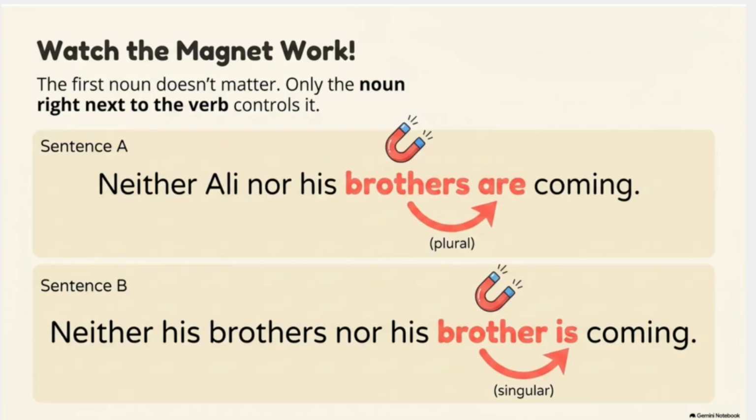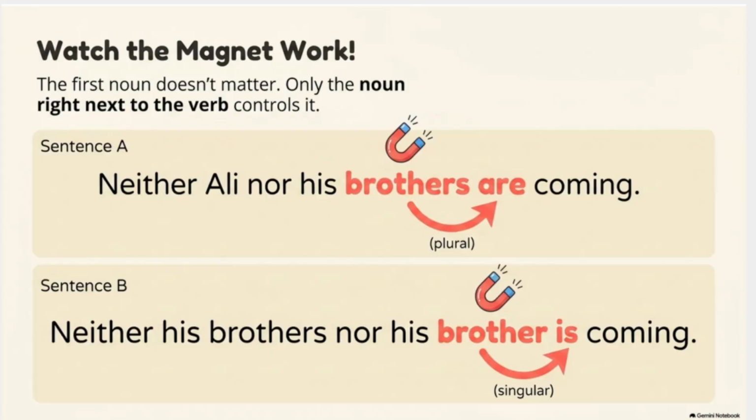The closest subject is his brother. Brother is singular, so we use is coming. Let's try two more examples. Neither the students nor the teacher is absent. The closest subject is the teacher, so we use is.